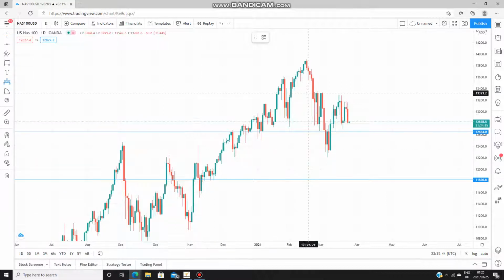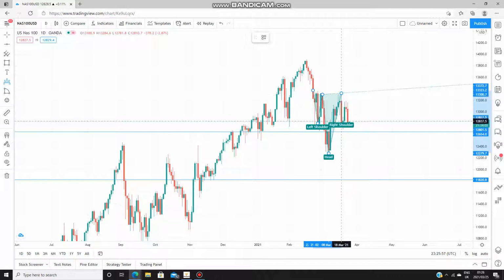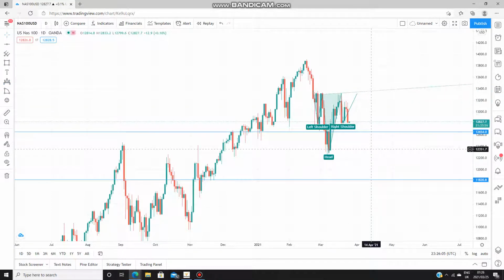Here, left shoulder. This is our head. This is our right shoulder. And then we need to continue on the uptrend. So as you can see, guys, we have an inverse heads and shoulders.